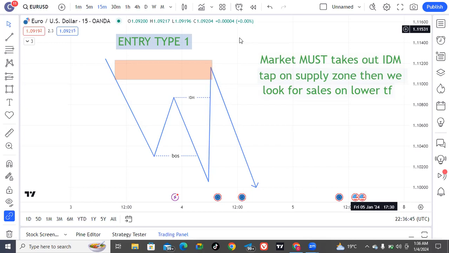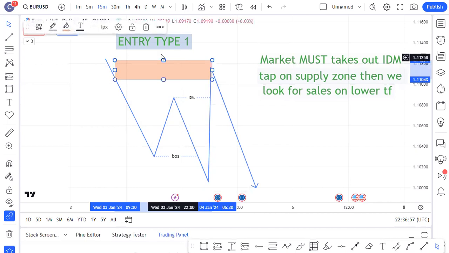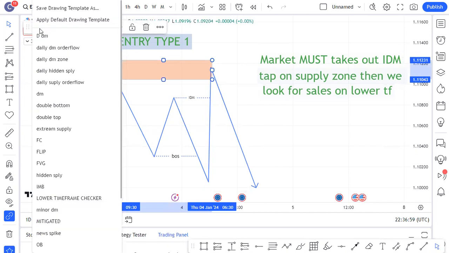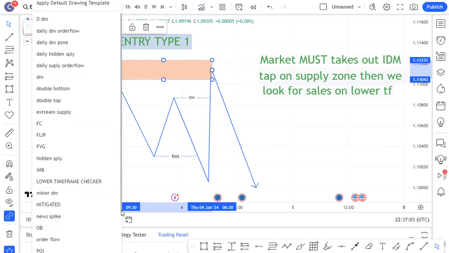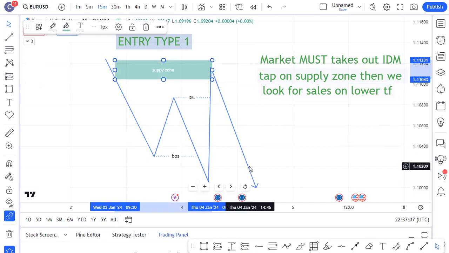Today I just want to show one type of entry whereby most of the time the market will break the structure, take out the first inducement, then tap on your supply zone. Then you'll go to the lower time frame to look for entries on your point of interest, the supply zone. This is what I call a supply zone.